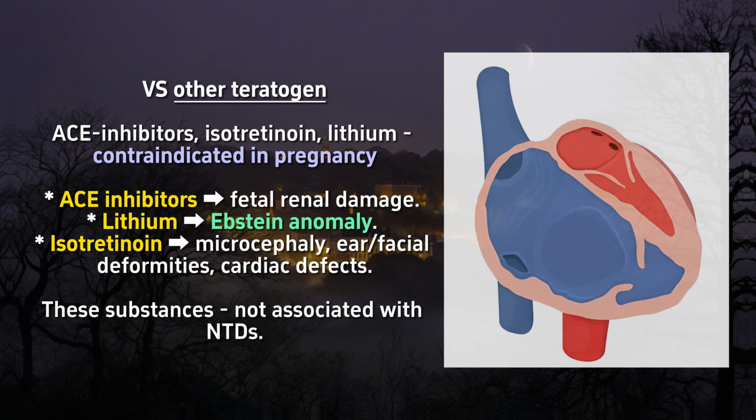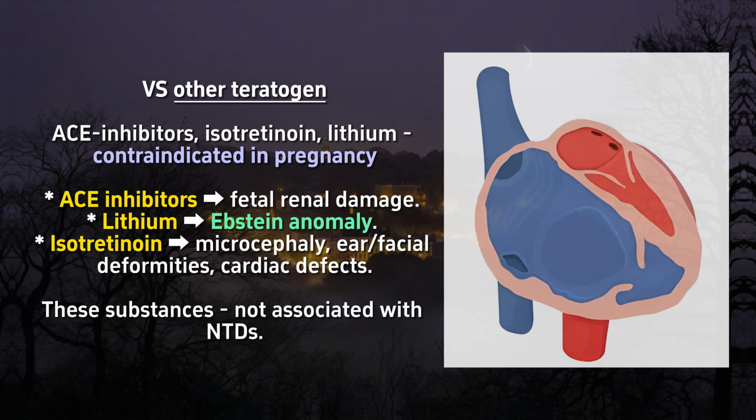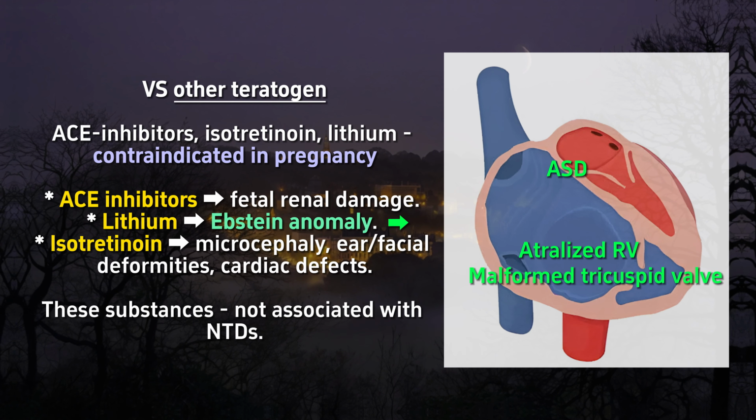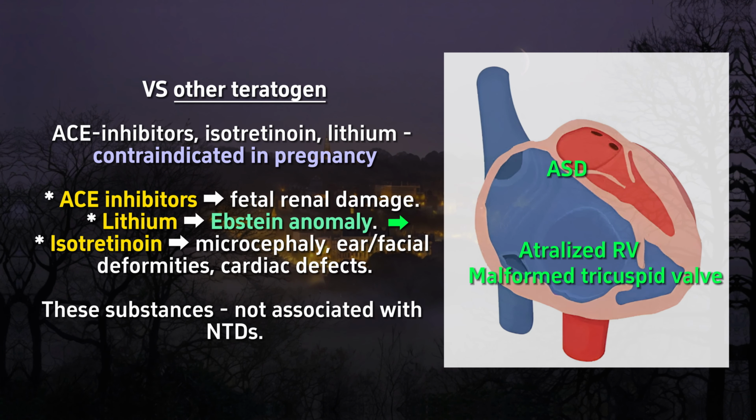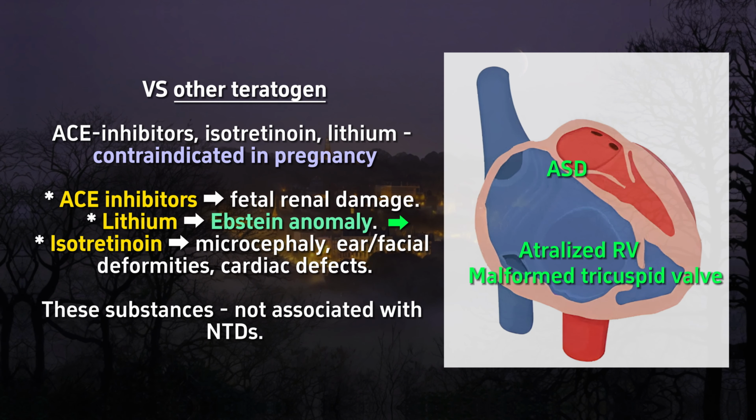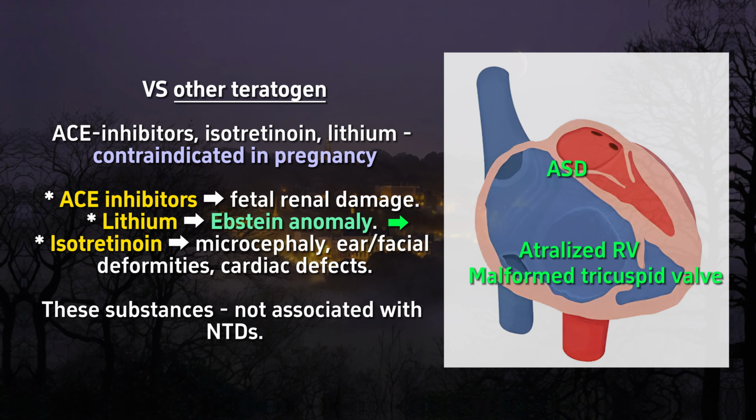ACE inhibitors, isotretinoin and lithium are contraindicated in pregnancy due to teratogenic effects. ACE inhibitors cause fetal renal damage. Lithium use is associated with increased incidence of Ebstein anomaly. And isotretinoin is a potent teratogen that can cause a multitude of defects, for example, microcephaly, ear or facial deformities, and cardiac defects. However, use of these substances during pregnancy is not associated with neural tube defects.